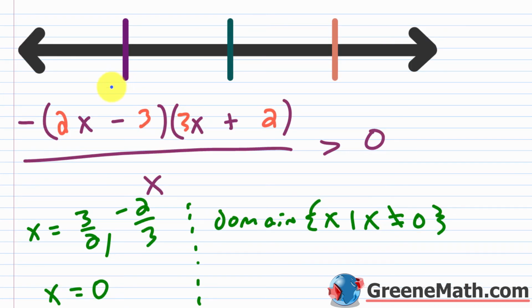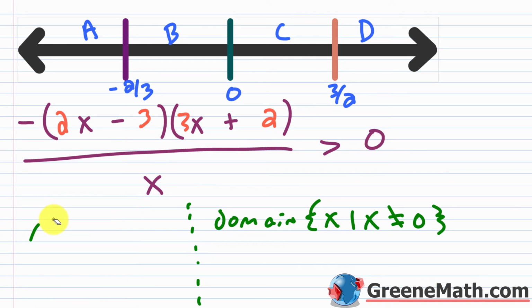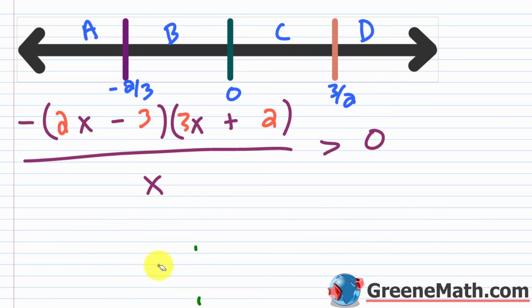Okay, so coming to the number line, let's write this as negative 2/3. Let's say this is 0, and then let's say this is 3 halves or 1.5. So this is A, so that's less than negative 2/3. This is B, that's between negative 2/3 and 0. This is C, between 0 and 3 halves, and this is D, which is greater than 3 halves. Okay, this is a strict inequality here, so I know that this is not going to work, right? Because if you plug in a 3 halves or negative 2/3, then essentially the numerator is 0, right? The denominator is not, but the numerator is 0, so this is going to be 0 on the left side, and that's not greater than 0. So you can actually just get rid of these, and you also know that 0 is not going to work because it's going to violate the domain. So let's get rid of this. We don't need this anymore.